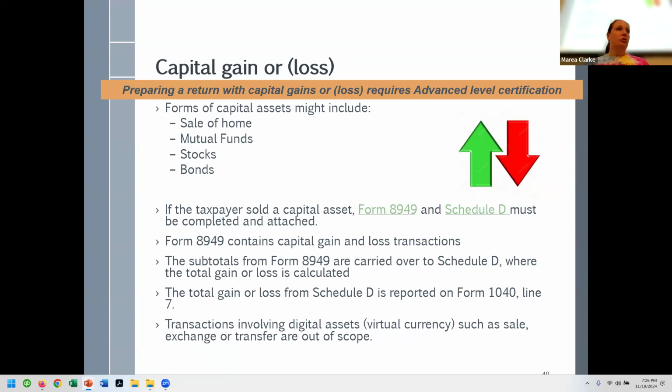Transactions involving digital assets. So cryptocurrency, virtual currency, NFTs, all that kind of stuff. Those are considered assets, even if they are a virtual asset. Those are out of scope for the VITA program. The software doesn't care what type of asset it is. It just enters all of the assets. But we can't provide any guidance about how to do that.